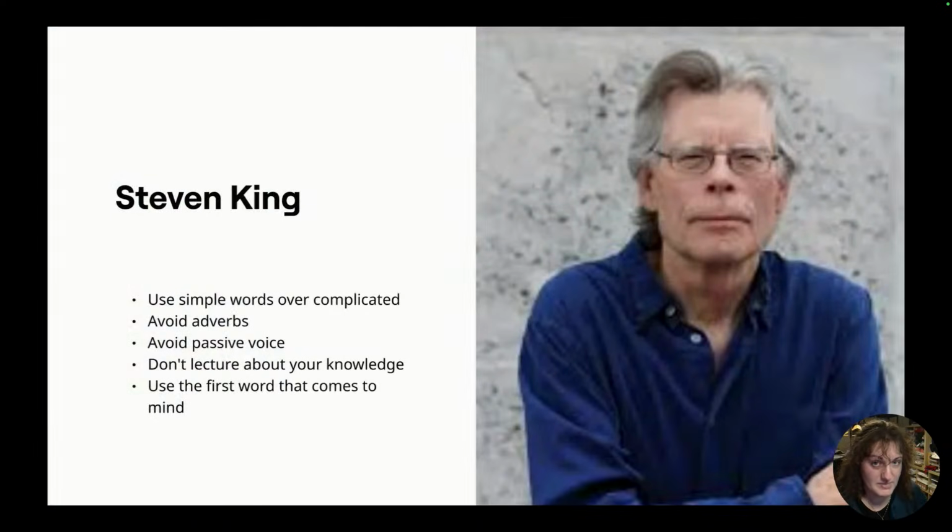Now, what about authors themselves? Obviously, you don't see authors publishing their style guide out there for the world to see. However, in his memoir on writing, Stephen King did say a few things about his style. He will always use a simple word over a complicated version. He will avoid adverbs and the passive voice. He will use knowledge that he has to sprinkle in a bit of extra, but he'll never use it to lecture the reader. And often the first word that comes to mind for a situation is the best one. And so he generally tries to abide by that.